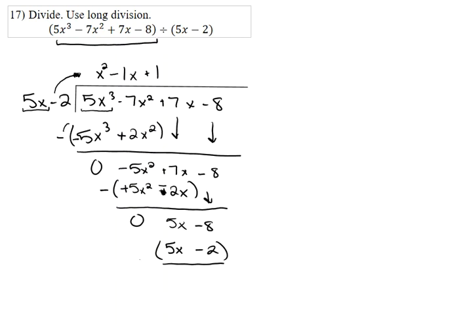Again, parentheses. Flip that sign because we want to cancel it out. This becomes a negative. Negative 2 will become a positive. 5x minus 5x will get us 0. Negative 8 plus 2 will get us negative 6, which means this is our remainder.